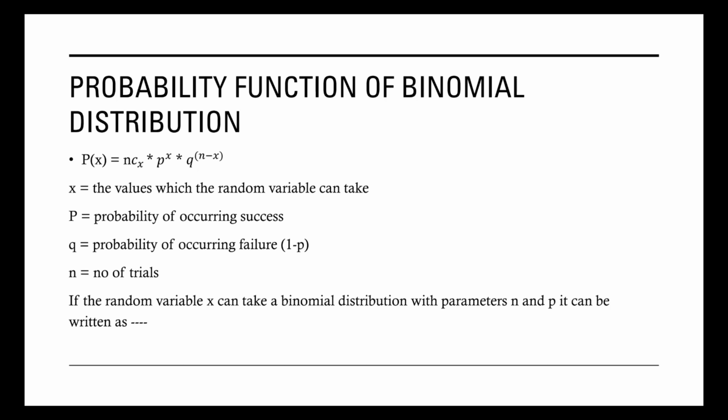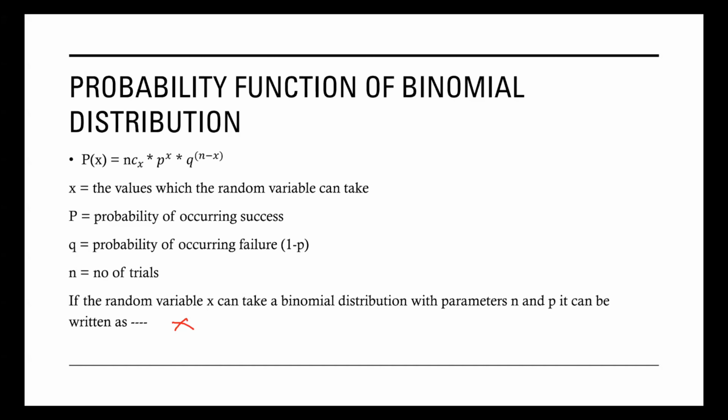So if the random variable x follows a binomial distribution with parameters n and p, then you can write it like this. X is binomially distributed with the parameters n, p. So this is how you can write it. This n and p are called parameters.